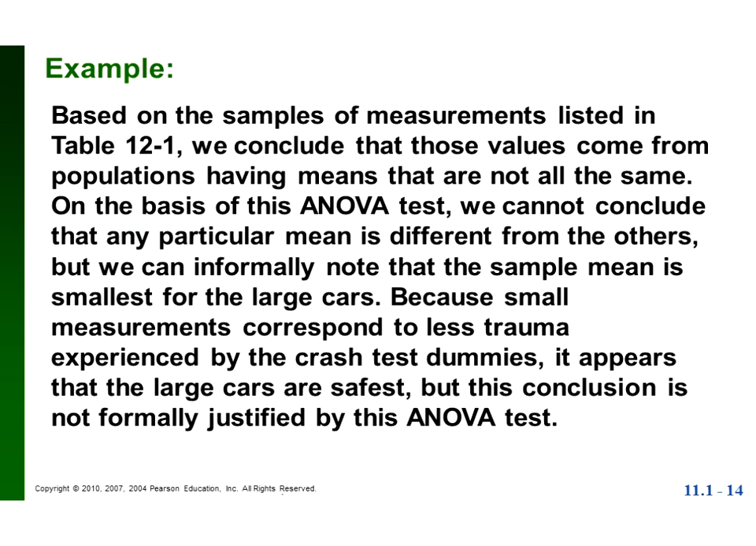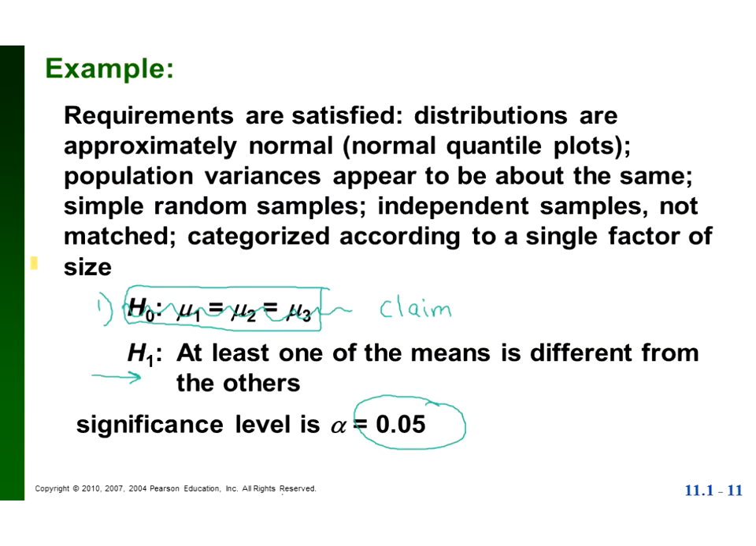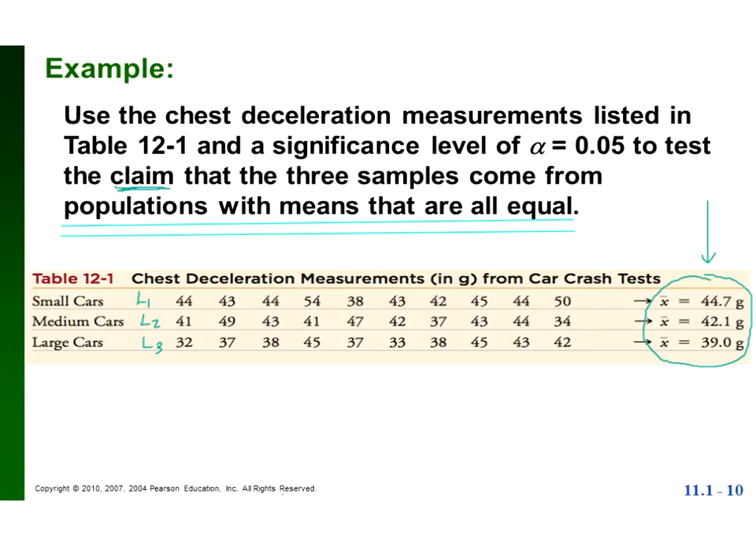Okay, now, you see that the data that you're given, you can see what's happening with the sample means. So in this case, let me go back to it. There it is. You can see what's happening with the sample means. And you can see that the large cars have the smallest chest deceleration. And the small cars have the largest chest deceleration.